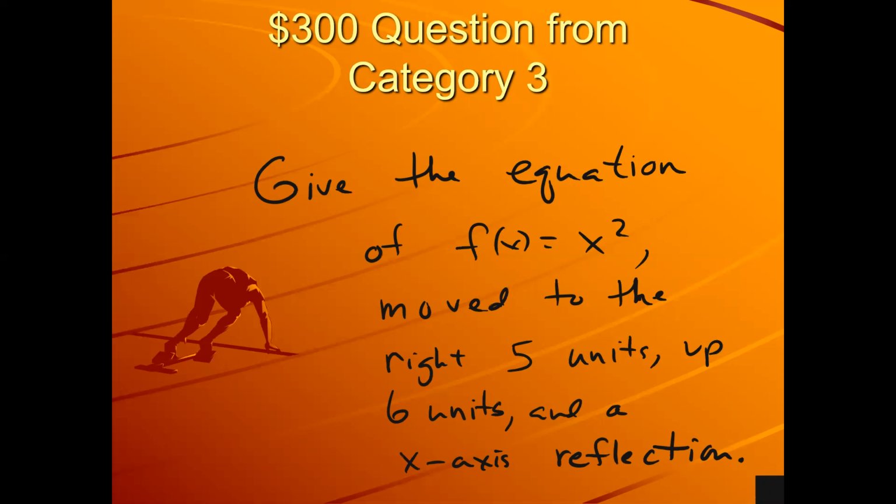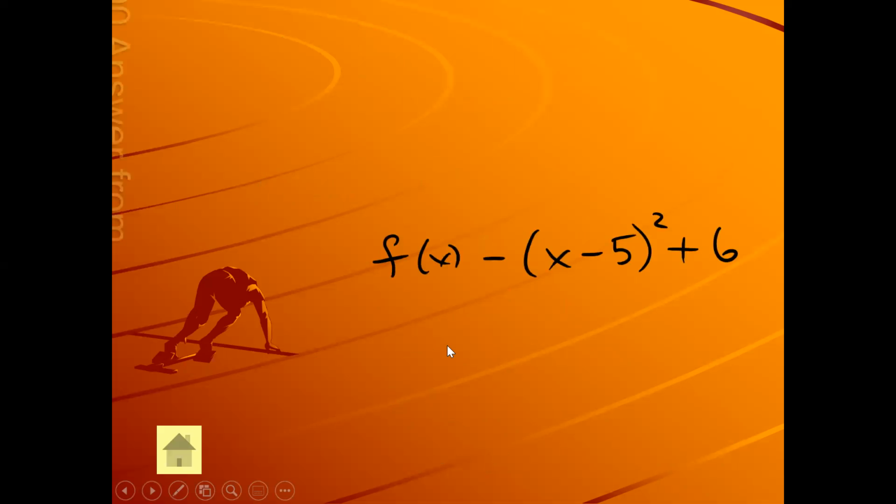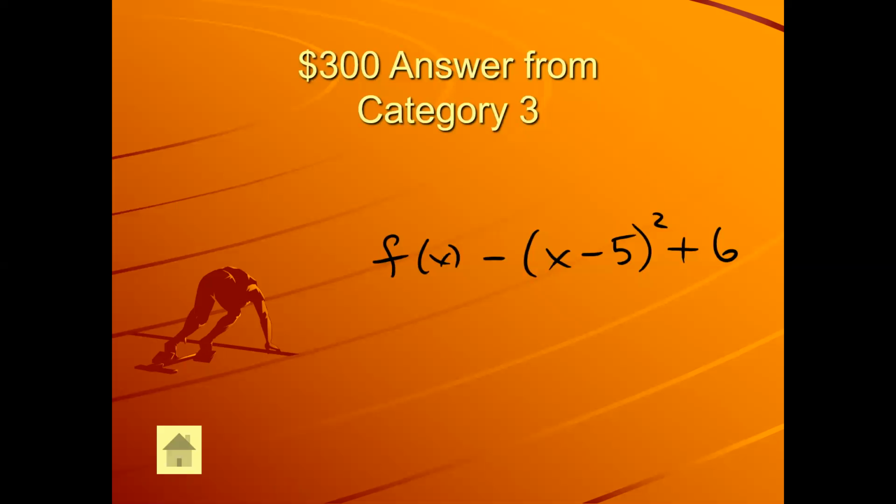Negative x squared minus 5, plus 6, and that is incorrect. Minus 50. Open parentheses, negative x minus 5 close parentheses squared plus 6? No, incorrect. Is it negative parentheses x minus 5 close parentheses squared plus 6? Correct. The negative has to be on the outside for the reflection, not on the inside.